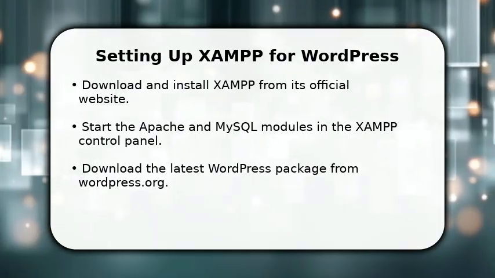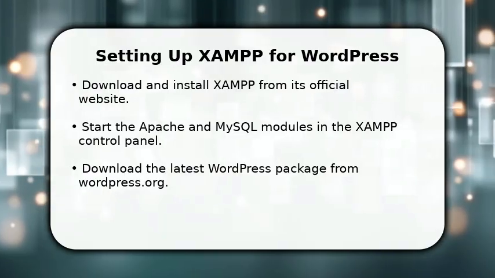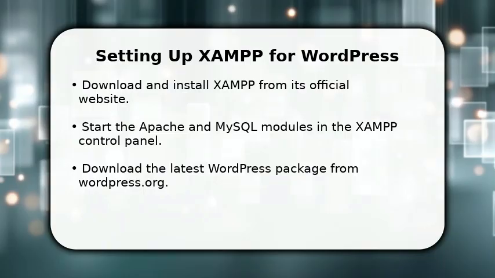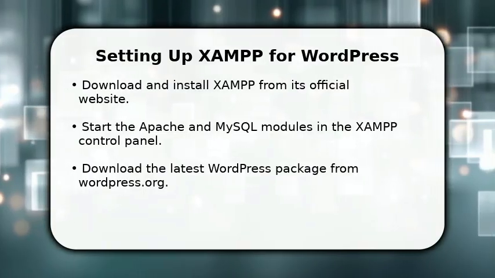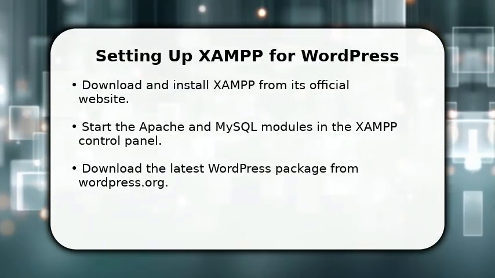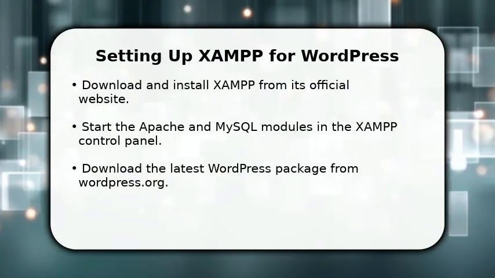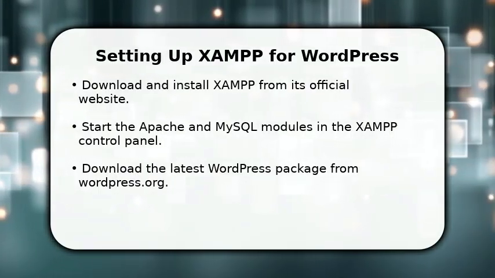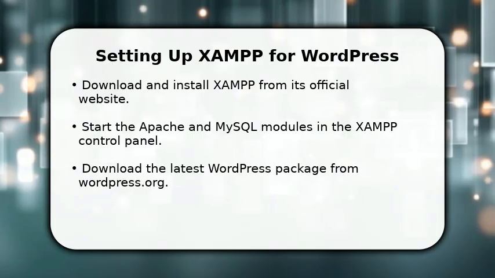In this video, I will explain how to make a WordPress website using XAMPP. First, download and install XAMPP, which stands for Cross-Platform, Apache, MySQL, PHP, and Perl. Once installed, open the XAMPP control panel and start both the Apache and MySQL services.